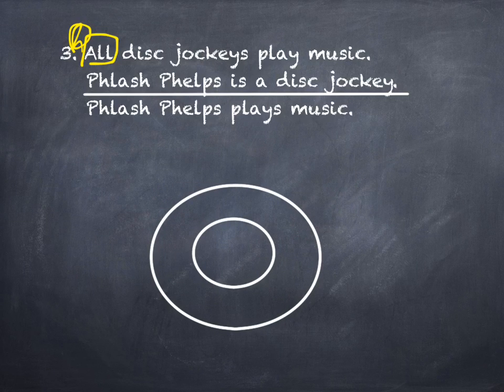All right, what category is the inner circle? Disc jockeys. And in some sense, you can tell that's what's going on because it comes right after the word all. The word that's after the word all is going to be the part that's inside. If you're having a hard time reasoning through which one should be where, that's a good rule of thumb. Whatever comes after the word all is going to be the inside circle, disc jockeys. So what does the outside represent? People who play music.